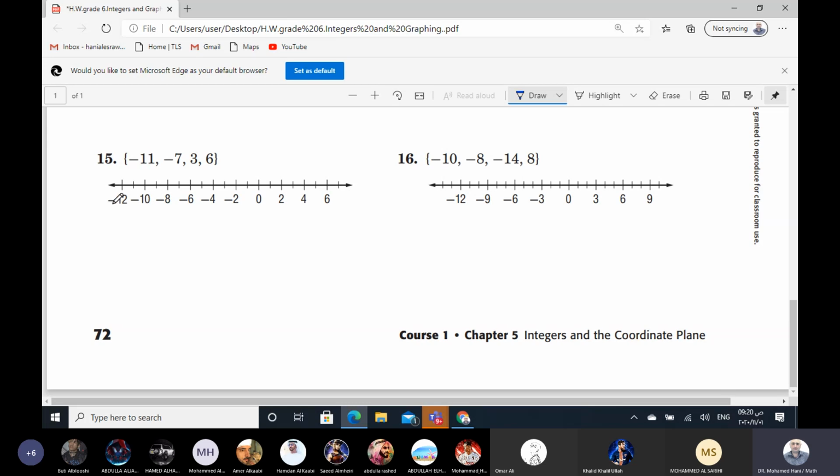Here we have minus 10, here we have minus 12. Between them, here we have minus 11. Minus 7. Here we have minus 8, minus 6. Between them, here we have minus 7. Then here we have 3. 3 between 2 and 4. Then we have 6. This is 6.